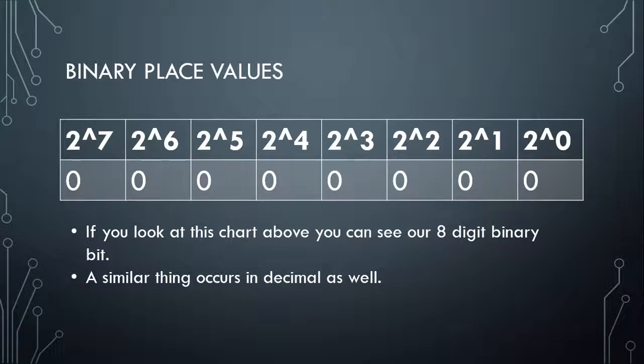So let's look real quick at some binary place values. In this chart here, you can see I've labeled out 2 to the 7, 2 to the 6, 2 to the 5, 2 to the 4, 2 to the 3, 2 to the 2, 2 to the 1, 2 to the 0. And if you look, you can see our 8-digit binary bit. So 0, 0, 0, 0, 0, 0, 0, 0. Okay, all zeros are just plugged right in there.